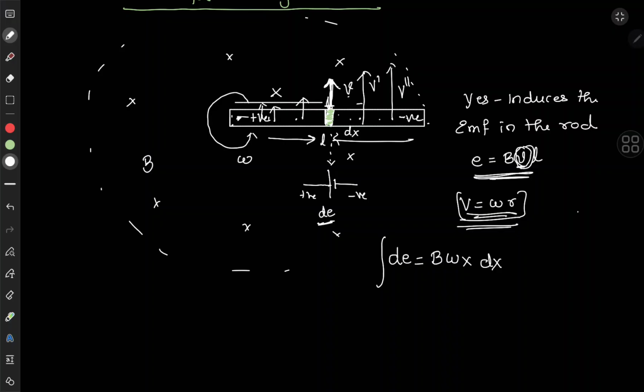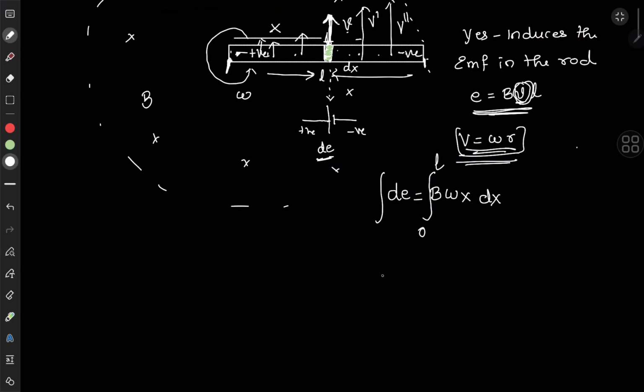Now we will integrate this. While integrating we have to apply the limits. If you assume this is the center and this is the length L, from the center to the length L, then the limits are 0 to L. So this is going to be the integration limits.